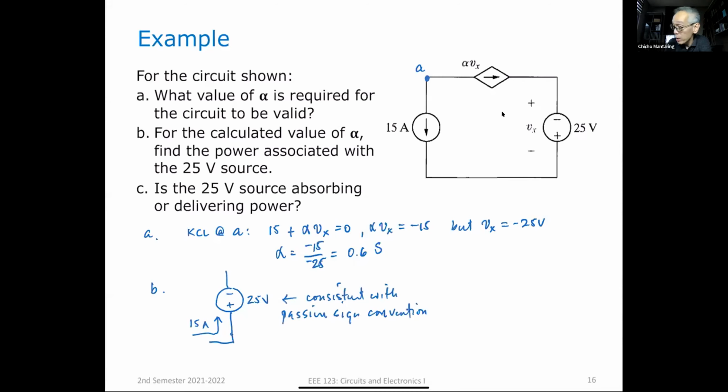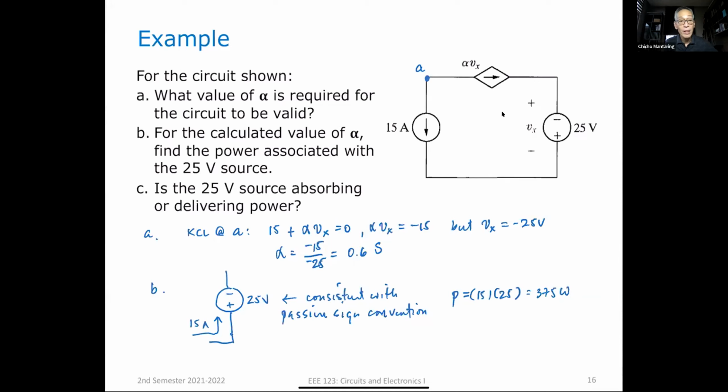And therefore, my power will be positive. My power is just 15 times 25. So what is 15 times 25? I won't multiply anymore. 375 watts.